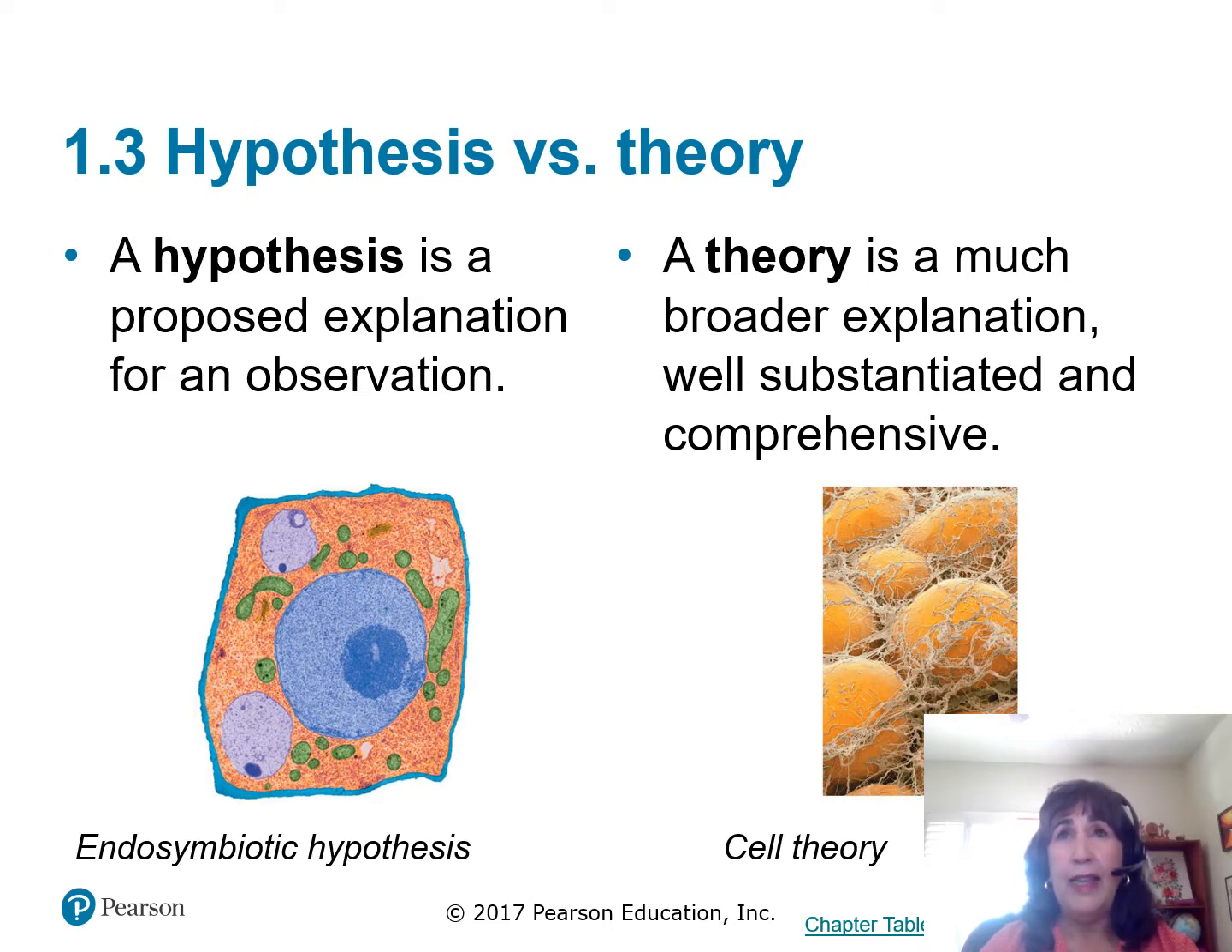On the other hand, a theory is a much broader explanation, and it's well substantiated and comprehensive. The example here is the cell theory, and that's why we see a series of cells. But the truth is, over time, independently, different scientists in different locations have done experiments, and no one has been able to reject the hypothesis. And for this reason, we have a theory like the cell theory, that all life is made of cells, and all cells come from pre-existing cells.